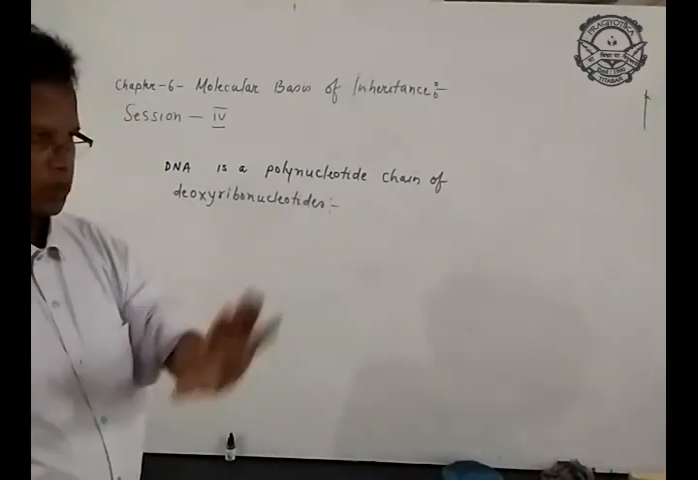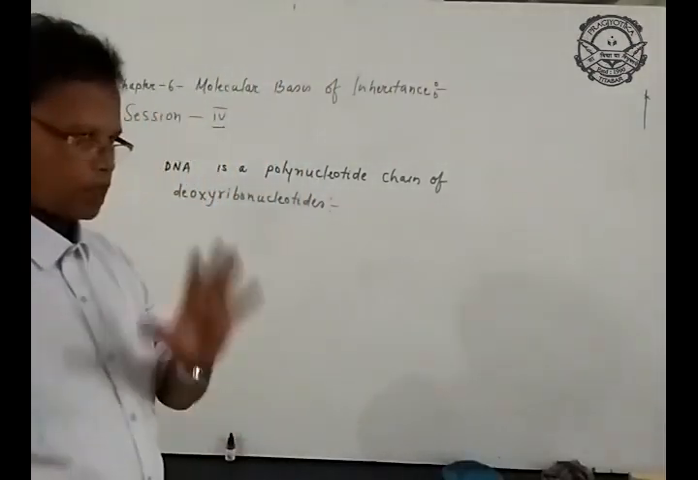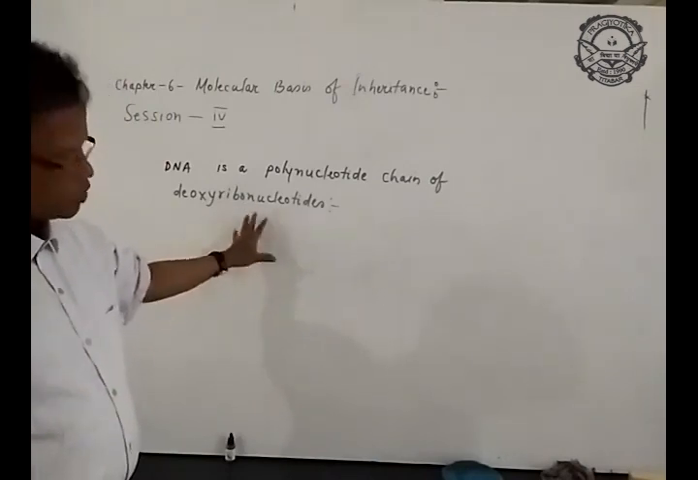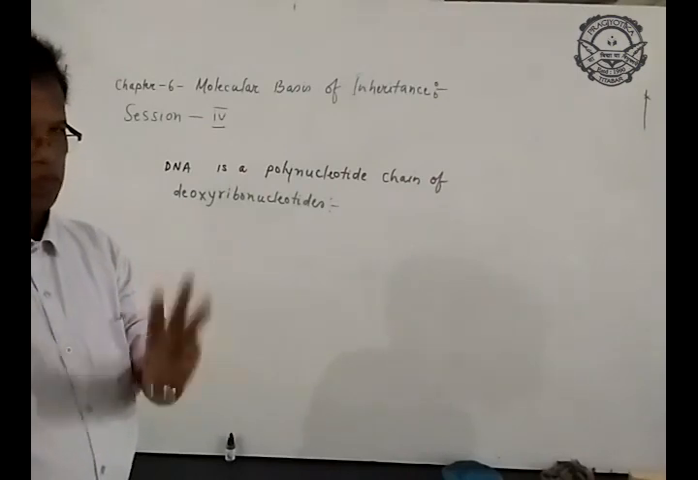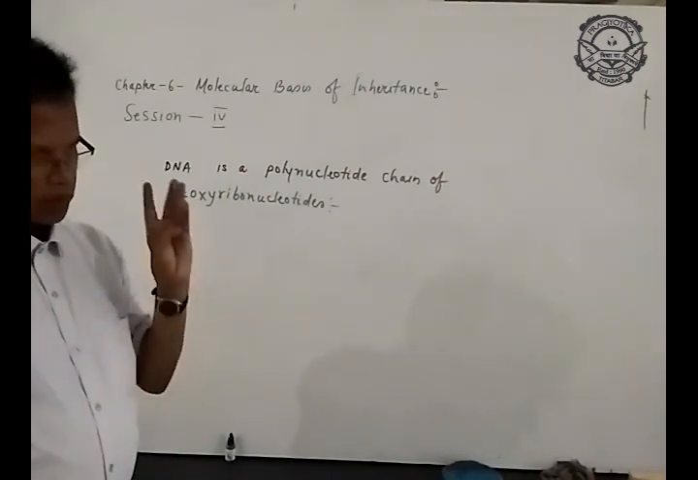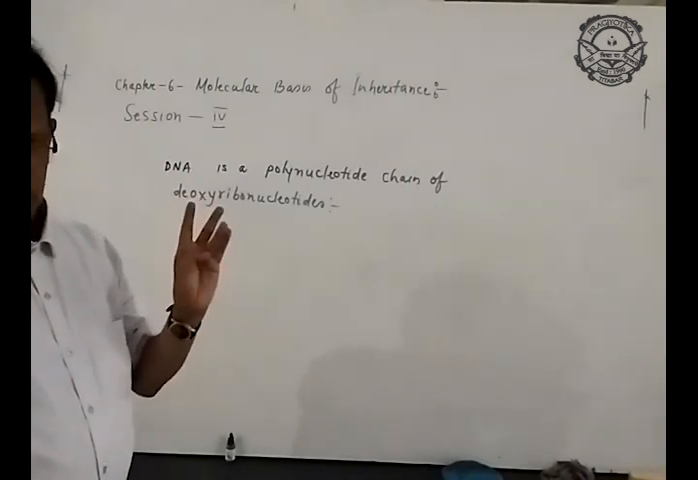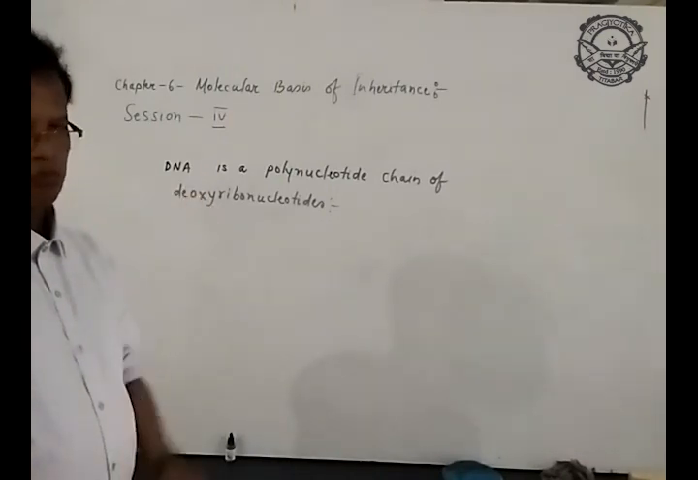Also, as I told you in my last class, the deoxyribonucleotide is the monomer of DNA. That means it is made by 3 different kinds of molecules. Can you recall? The first molecule is one kind of nitrogenous base. The second kind of molecule is the deoxyribose sugar, and the third kind of molecule is the phosphate group or phosphoric acid.